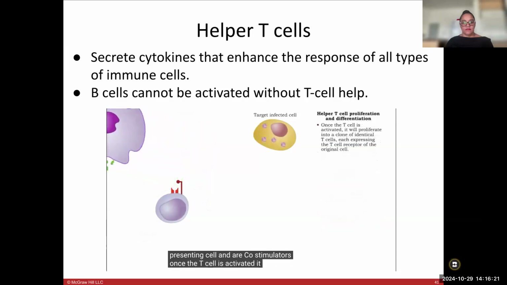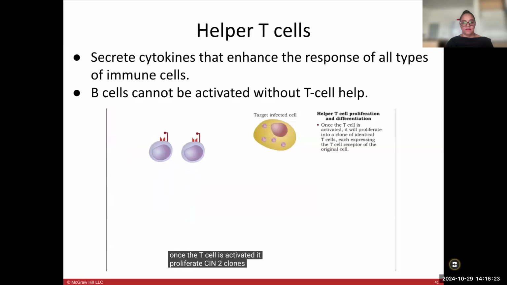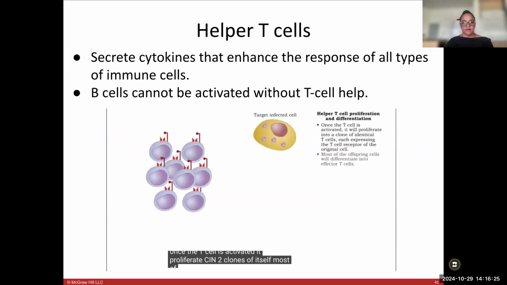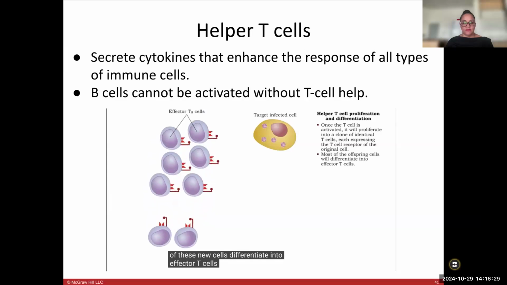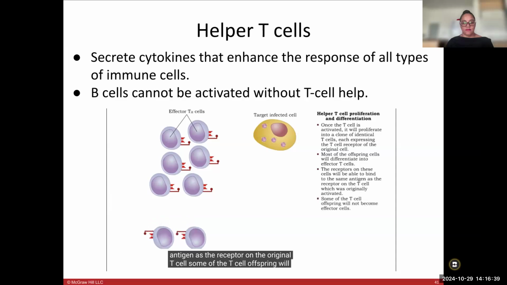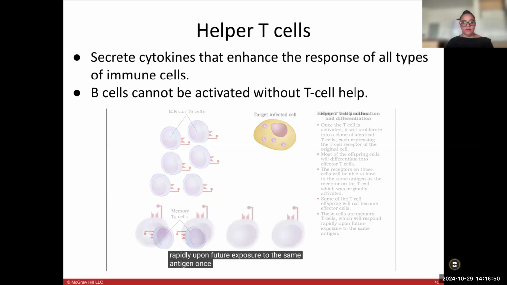Once the T cell is activated, it proliferates into clones of itself. Most of these new cells differentiate into effector T cells. The receptors on these cells are able to bind to the same antigen as the receptor on the original T cell. Some of the T cell offspring will not become effector cells, but remain as memory T cells, which will respond rapidly upon future exposure to the same antigen.